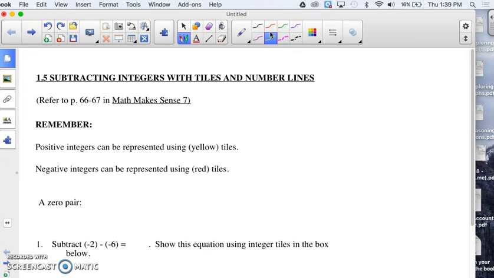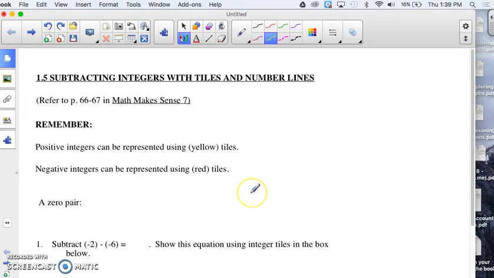Before watching the recording, please make sure that you have the 1.5 subtracting integers with tiles and number lines worksheet in front of you, along with a red and yellow pencil crayon or pens and a pencil. If you need to pause the recording to retrieve those items, please feel free to do so. Now, I'm going to continue.